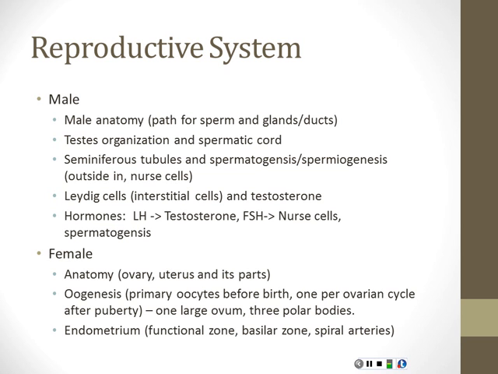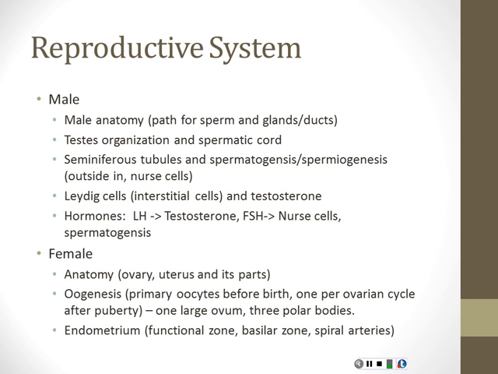The other important cells in the testes are the Leydig cells, also called interstitial cells, because they produce testosterone, right? So testosterone does in fact come from the testes, but not from the seminiferous tubules, from the cells in between them. So Leydig cells are interstitial cells. And then the male hormone system basically comes down into these three: LH, testosterone, and FSH.